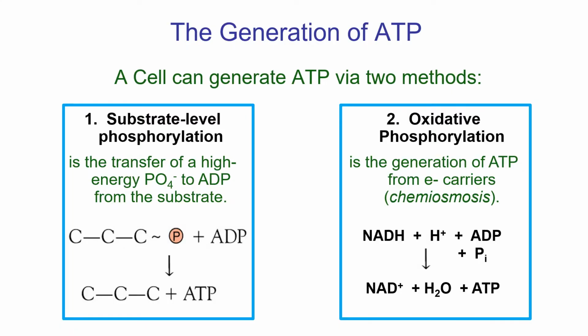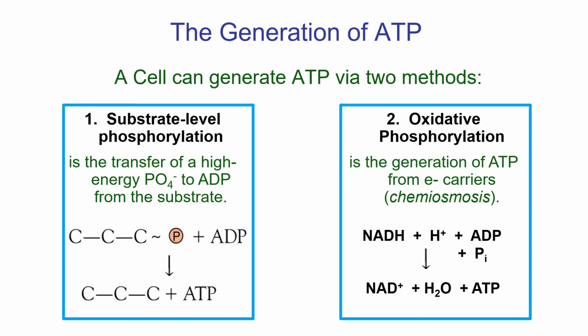ATP can be generated in one of 2 ways. The simplest is substrate level phosphorylation. This is where a phosphate group is pulled off of one molecule and stuck on ADP to make ATP. So you can see in this example we've got a 3-carbon molecule. The oxygens and hydrogens aren't shown, but we're taking a phosphate off of that molecule and then sticking it directly to ADP. This process doesn't require any oxygen.